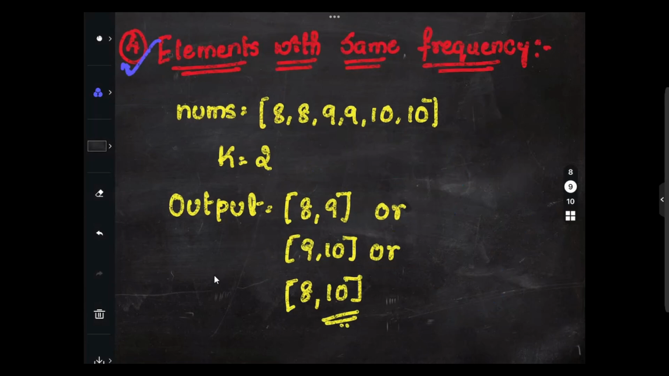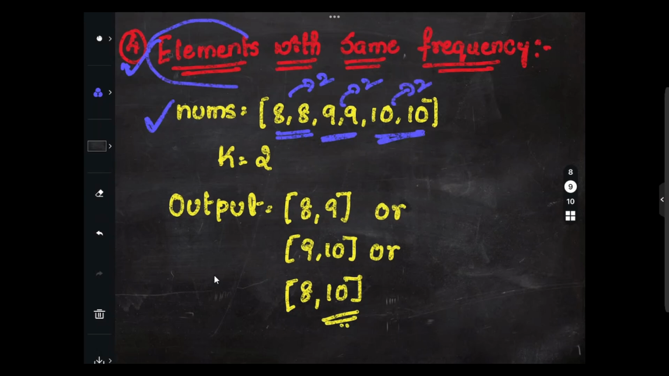Let's move on with the fourth edge case, elements with the same frequency. Within this nums array, we have 8 that is repeated twice, 9 that is repeated twice, and 10 that is repeated twice, right? That is the reason I have said this is for the edge case elements with the same frequency. All the elements have the same frequency count here.